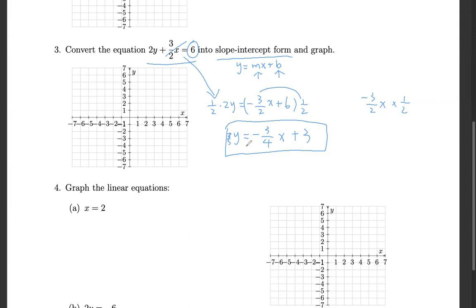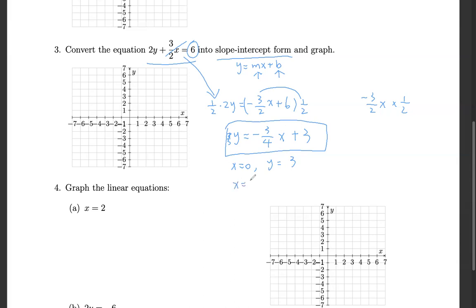So this is slope-intercept form. Negative 3/4 is the slope. Right? (0, 3) is the y-intercept. So to graph it, we need only 2 points, right? So if x is 0, y equals 3. Right? If x equals 0, y equals 3, because negative 3/4 times 0 is 0.